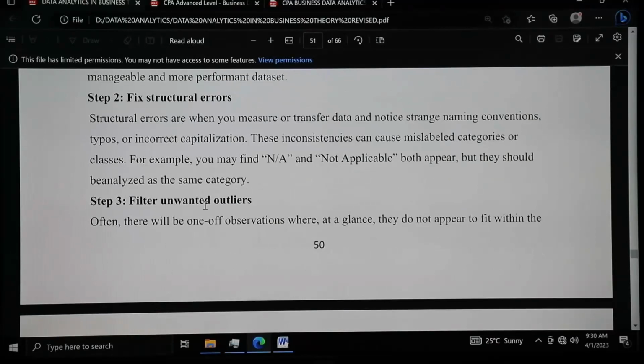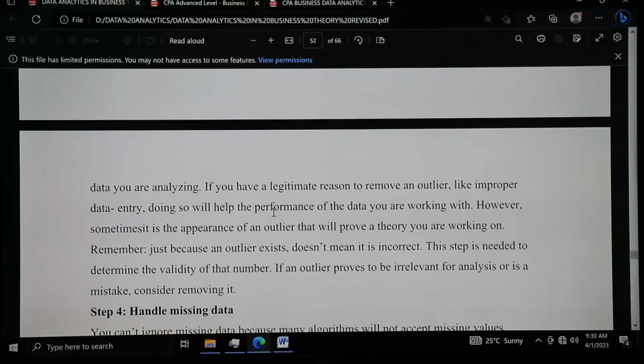Next, the filtering of unwanted outliers, which are often one-off observations that at a glance do not appear to fit within the data. These are things that you just check at a glance. Maybe a figure that has gone beyond the normal figure. Maybe you are working with thousands, then you find one figure that is going up to millions. That is something you can identify very fast.